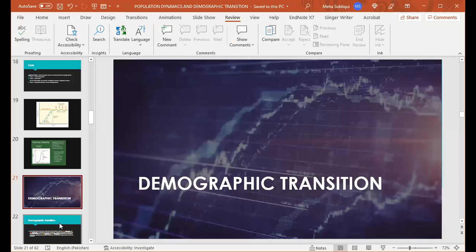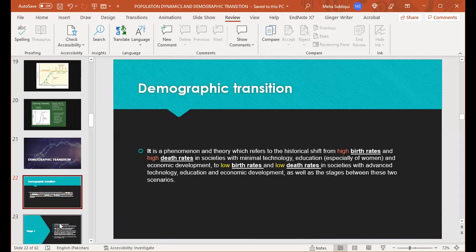Now coming to the second topic of my presentation, that is demographic transition. What is demographic transition? It is a phenomenon and theory which refers to the historical shift from high birth rates and high death rates in societies with minimum technology, education, and economic development to low birth rates and low death rates in societies with advanced technology, education, and economic development, as well as the stages between these two scenarios.